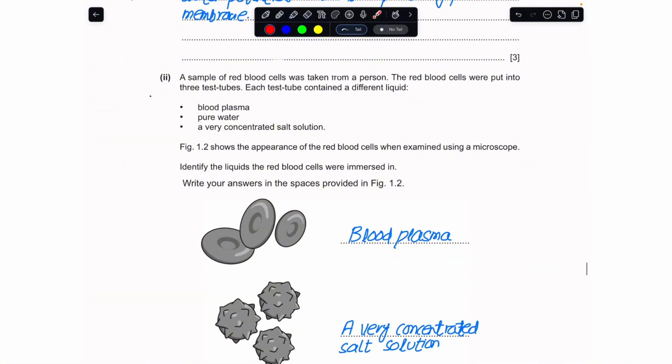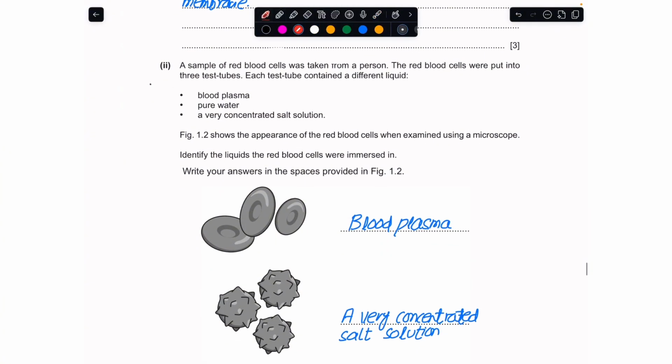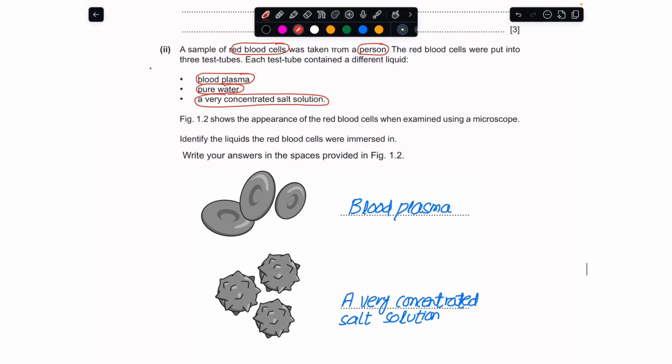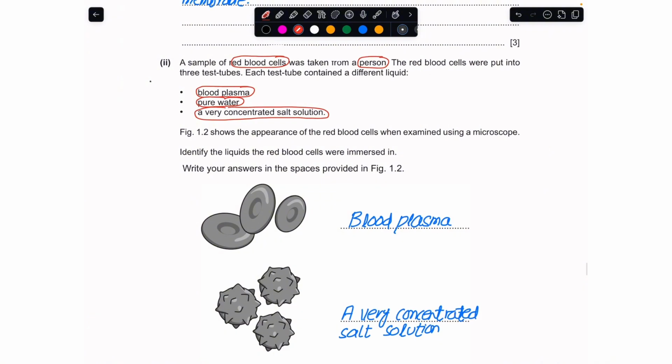If we move on toward the second part, what the investigators have done is that they have taken from a person a sample of red blood cells, and these red blood cells were immersed into test tubes that contained blood plasma, pure water, and a very concentrated salt solution, and below they have given you the appearance of the red blood cells, and the examiner would like you to highlight what the appearance of the red blood cells would be in case of these three solutions that we have got.